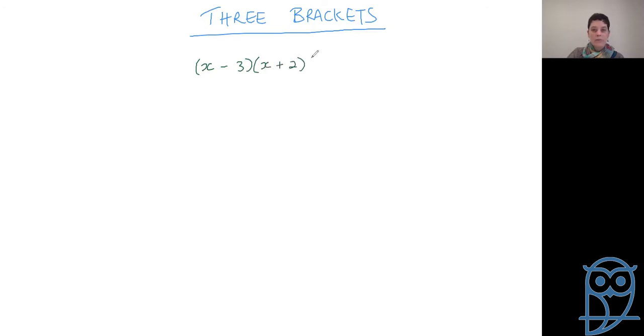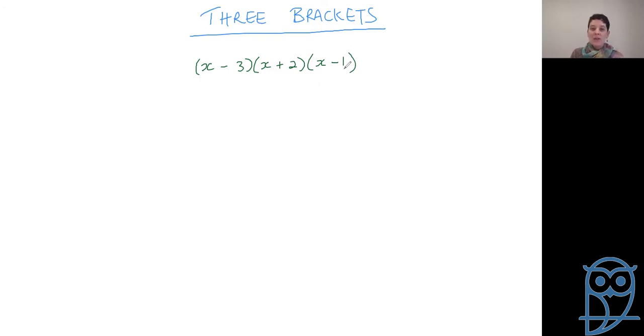So we shall move on to three brackets. So this is something that's new for 2020. So you won't come across it in past papers, but it will be coming up in your exam. So in this case, we would have something like x minus 3, x plus 2, x minus 1. So we've actually got three brackets, each with two terms inside, all multiplied together.